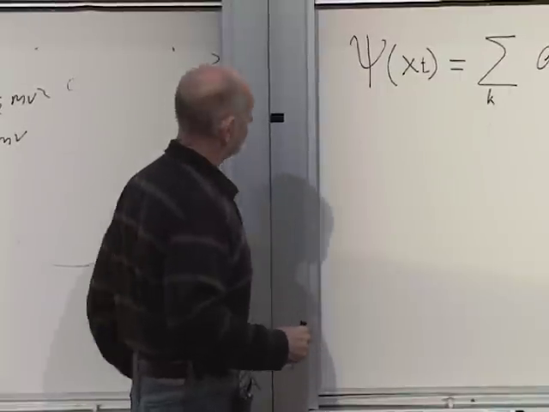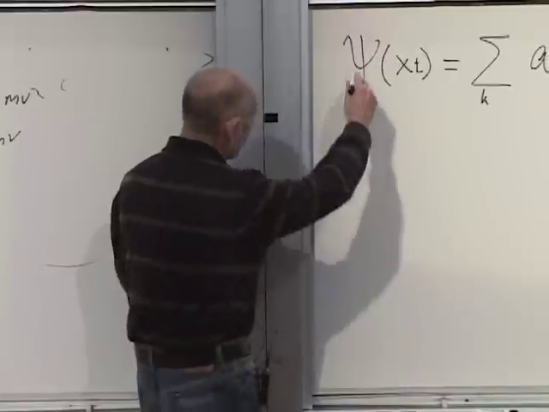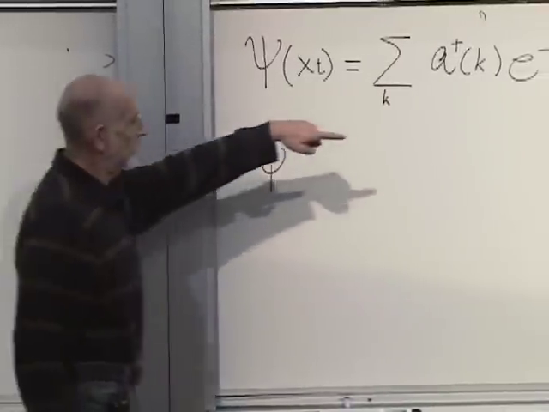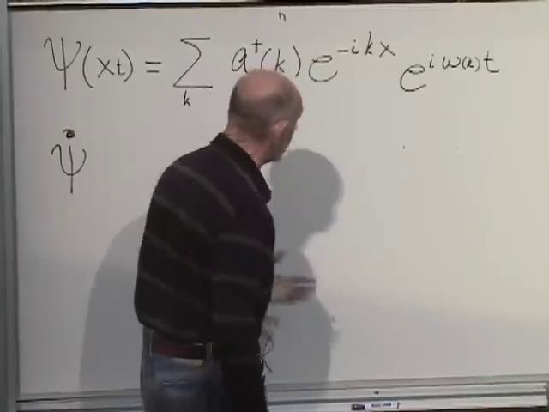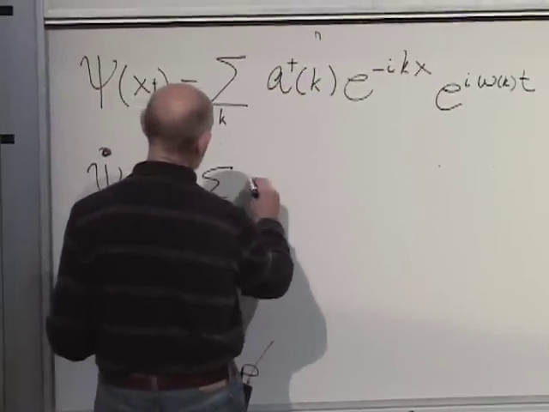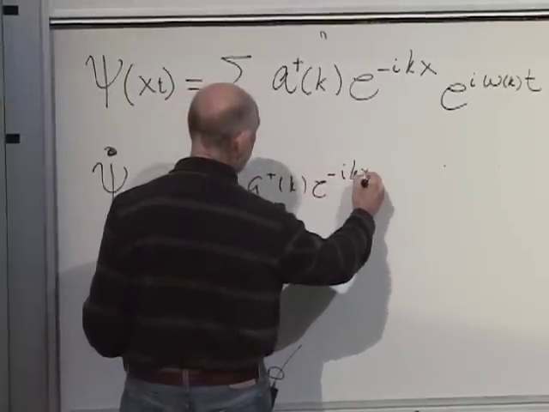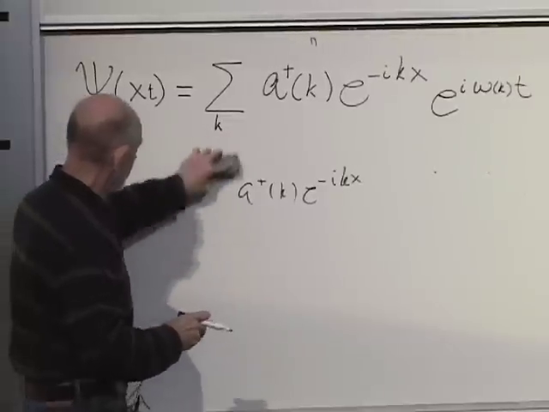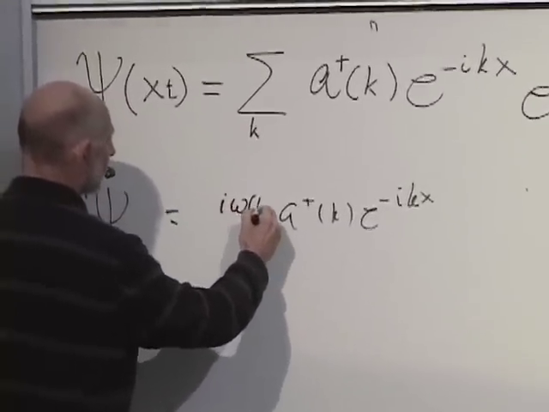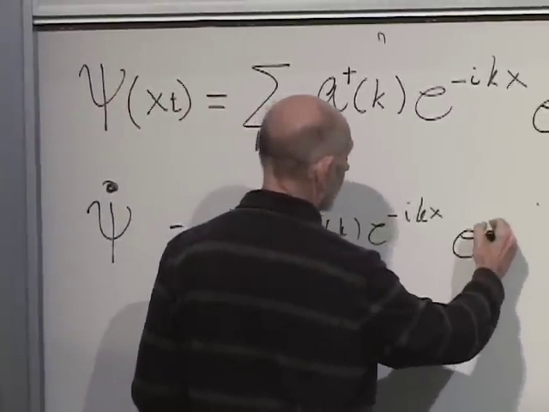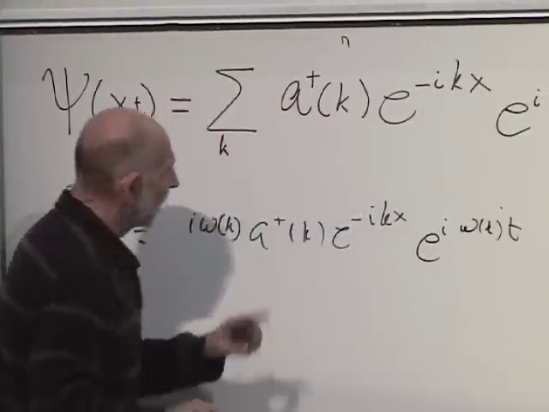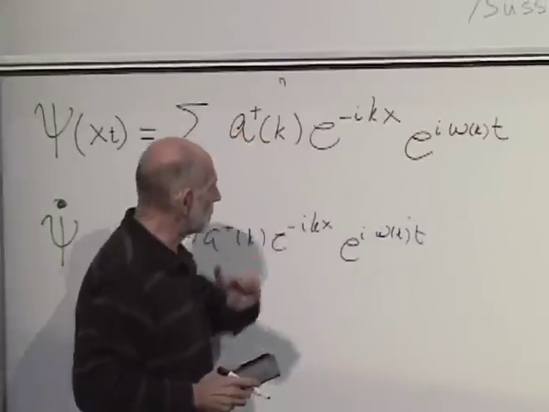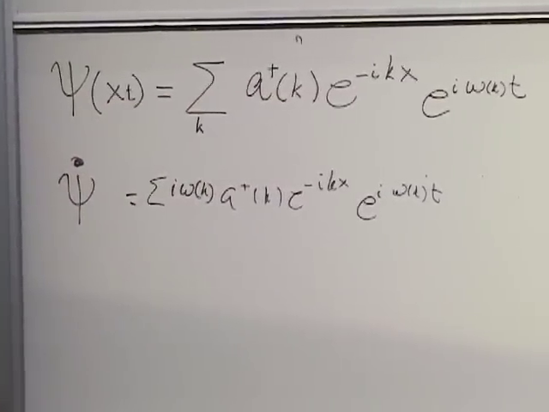So let's consider first the time derivative of psi. What's the time derivative of psi? I'm going to call it psi dot, standard notation for time derivative. Psi dot we obtain by just differentiating the time dependence with respect to t. That's equal to the sum on k of a plus of k, e to the minus I kx, times I omega of k, e to the I omega of k t. All I've done is say that every time I differentiate with respect to t, it pulls down a factor of I omega. All right, so that's psi dot.